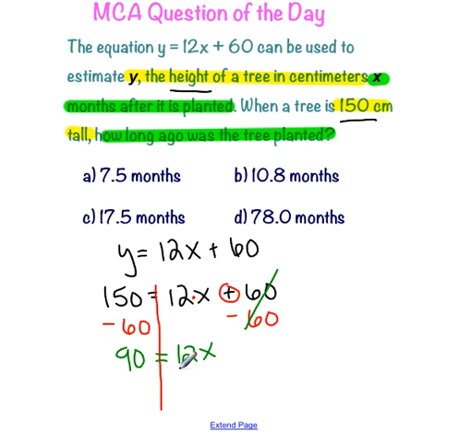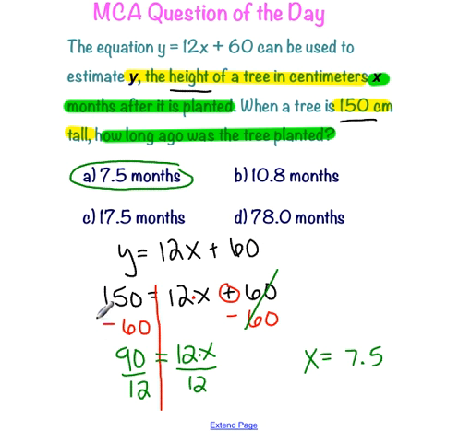Next step, I need to get rid of that multiplication sign. So I'm going to divide by 12 on both sides. When I type 90 divided by 12 into a calculator, I end up with 7.5. Remember, that represents how long ago the tree was planted. So I look at my 4 options, and I can say 7.5 months.